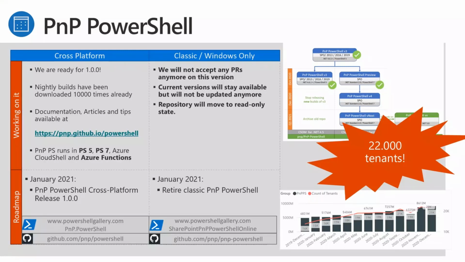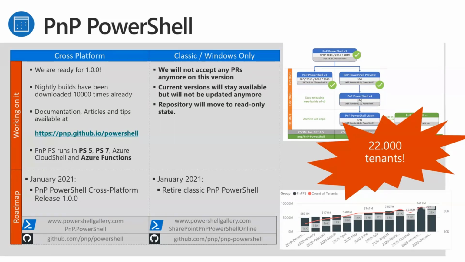Just to remind you, the new PnP PowerShell has the same name as the old PnP PowerShell. We realize that it is a bit confusing, but it has the same name. But it runs in PowerShell 5, so the blue PowerShell, PowerShell 7, the black PowerShell, and in the Azure Cloud Shell, which is actually the black PowerShell with the blue background, and the Azure functions. So it runs basically everywhere, and then also on Linux, Mac, and Windows.